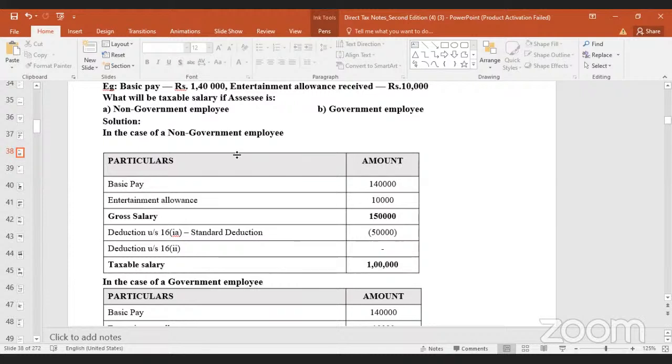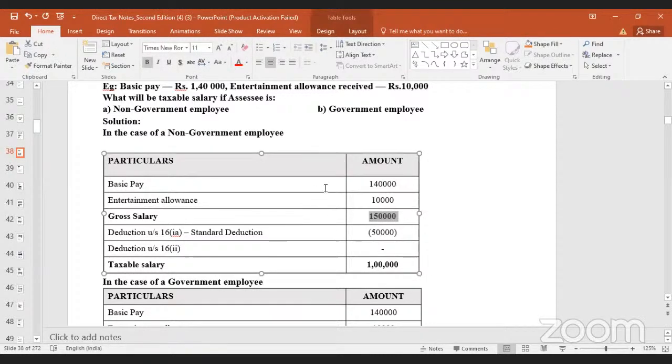Solution. Whether the assessee is a government or non-government employee, first you're supposed to find out the gross salary for both. Basic salary is the basic pay, 1,40,000, the same figure over here. Entertainment allowance 10,000. The gross salary is going to be 1,50,000.